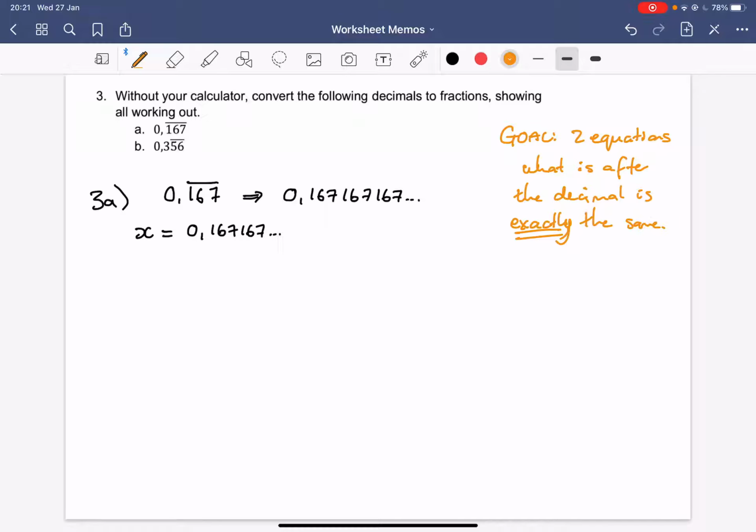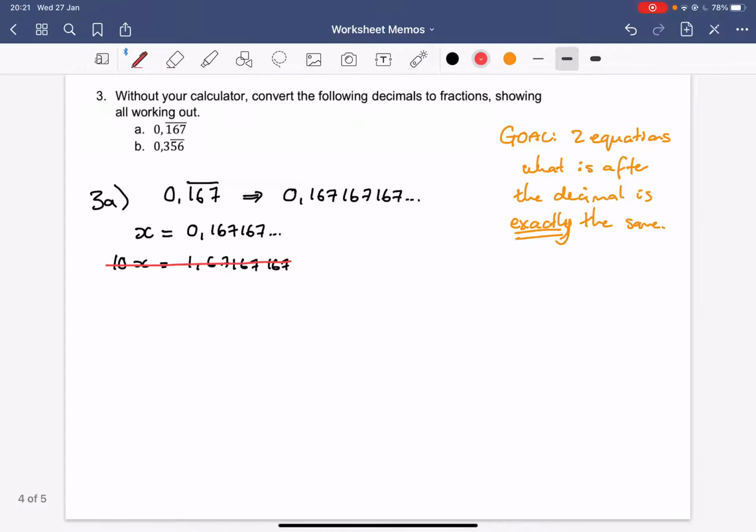So if I have x is equal to 0.167167, I times this by 10, I'd have 1.67167. Now, if I look at this, after my 0, I start with a 1. After my decimal, I start with a 6. So I know that this is not the correct answer. So this is not the equation I'm looking for.